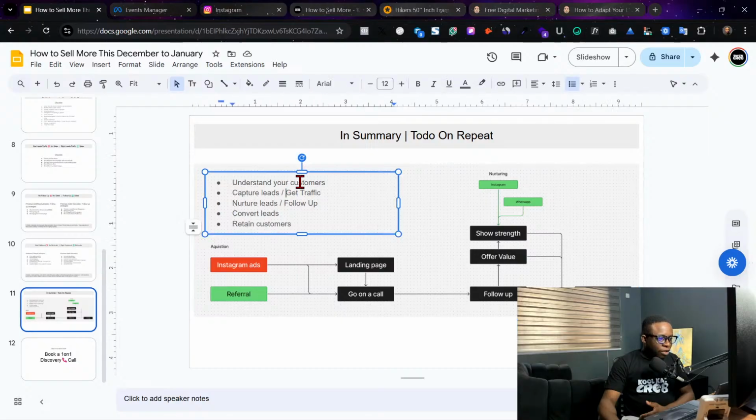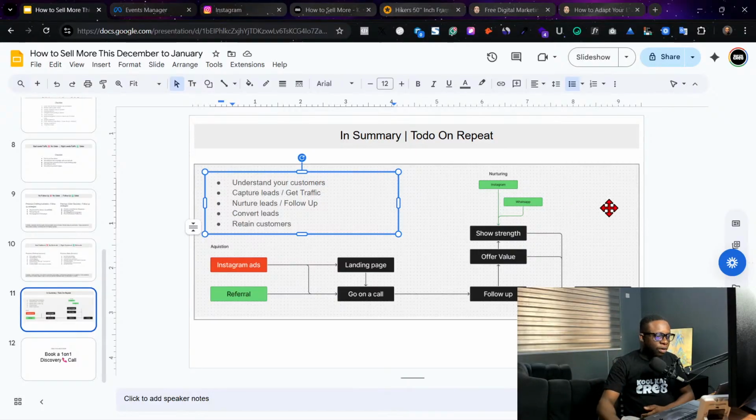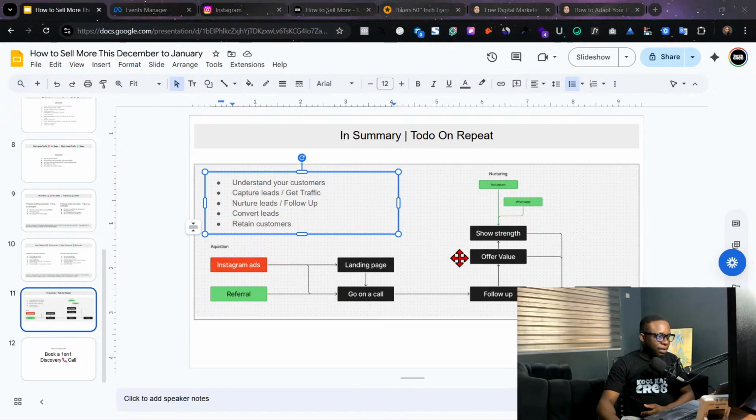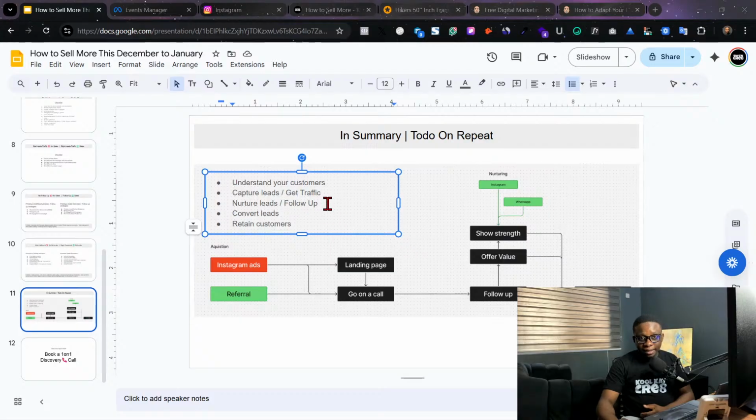So first, understanding your customer. I would first of all understand your customer, right? Then capture your leads or get traffic. If it's to your store, push people to your store, or push people to your lead generation funnel, right? Then nurture the leads. People that enter your leads, you can send them emails, you can follow them with call bookings, you can retarget them, whatever form of nurturing you want to do.